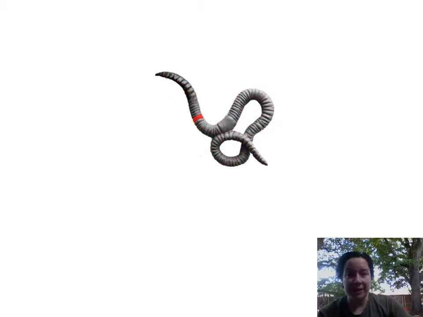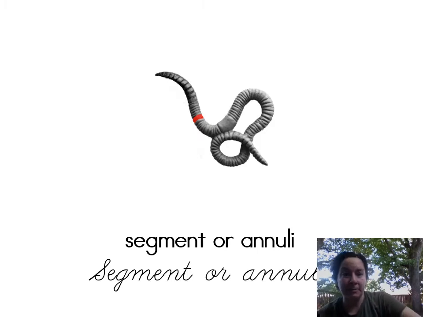The annuli are the rings or segments along the smooth body of an annelid, like this earthworm. So that red stripe over there marks one of the many segments the earthworm has on the body.